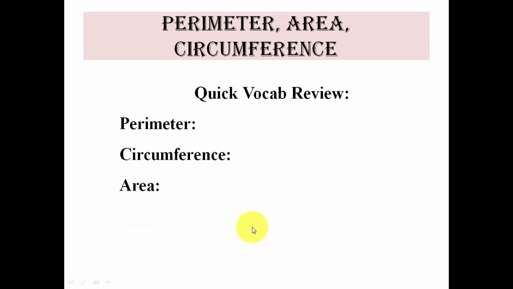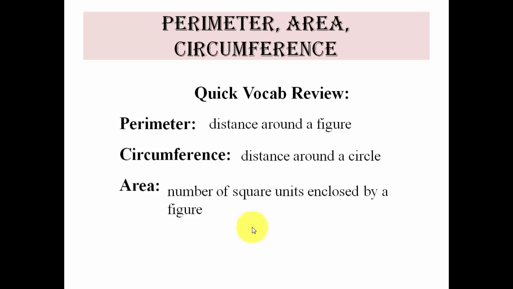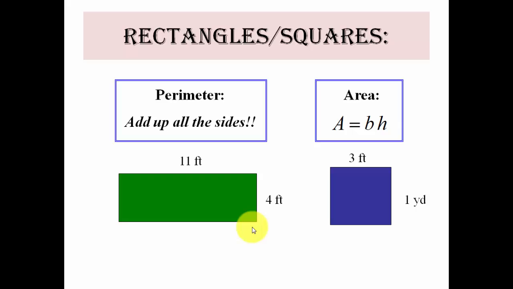Now for the second half of our notes, perimeter, area, and circumference. This should all be a review for you. You have already calculated perimeter, area, and circumference before. Perimeter is the distance around a figure, circumference is the distance around a circle, and area is the number of square units enclosed by a figure. So when we're looking at rectangles and squares, to find the perimeter, you're just going to add up all the sides. And to find the area, area is equal to base times height.